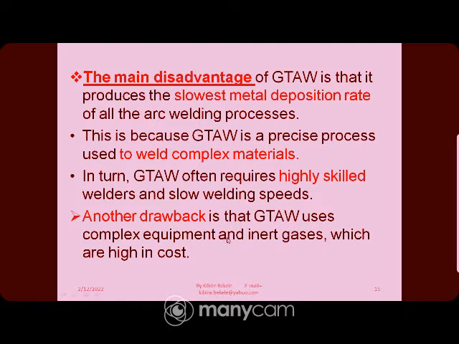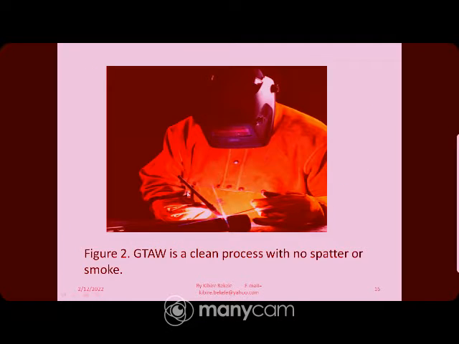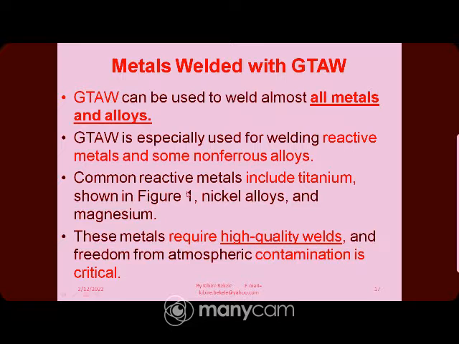Another drawback when we are using gas tungsten arc welding is the complexity of the equipment, because different parts and equipment are used in this case, like inert gas tanks. This means the cylinder, which holds the inert gas. The inert gas, when compared with other gases, is a costly type of gas, and the process also needs highly skilled manpower. So this is about the gas tungsten arc welding process.